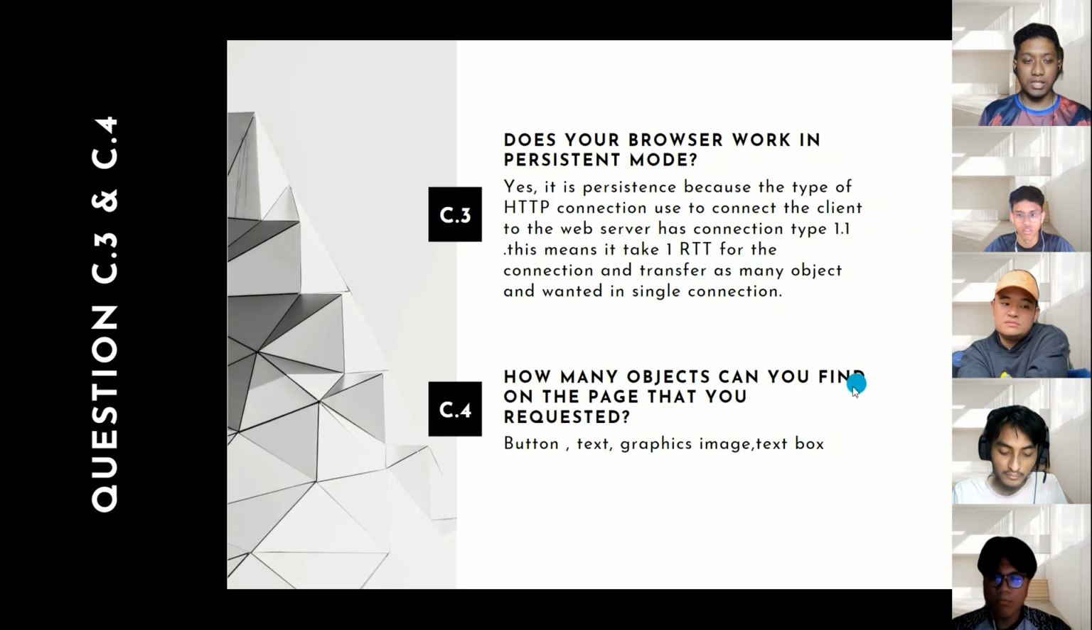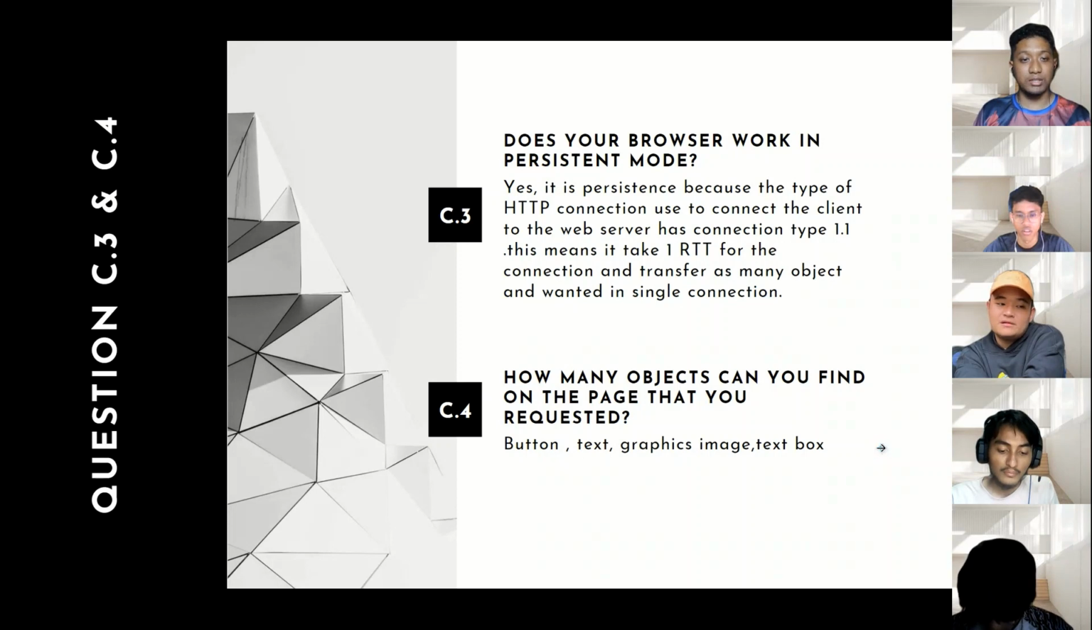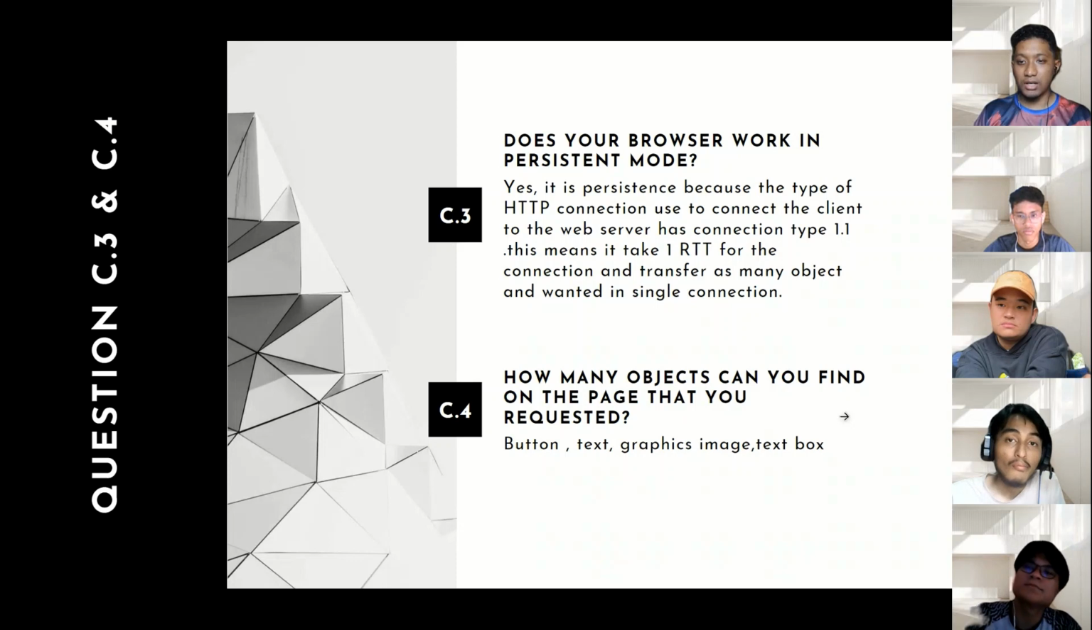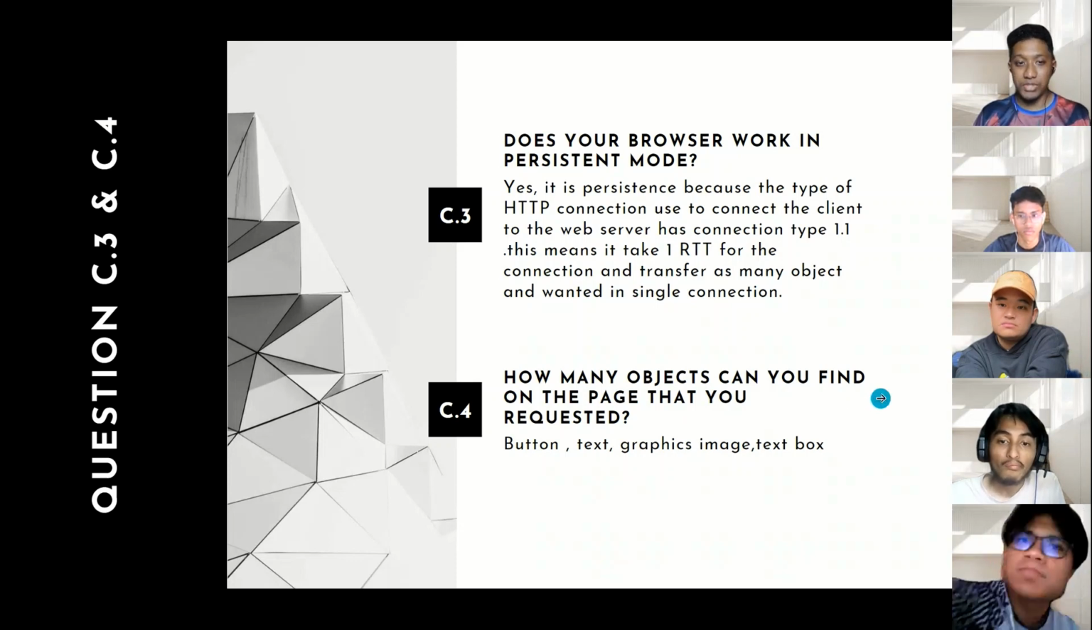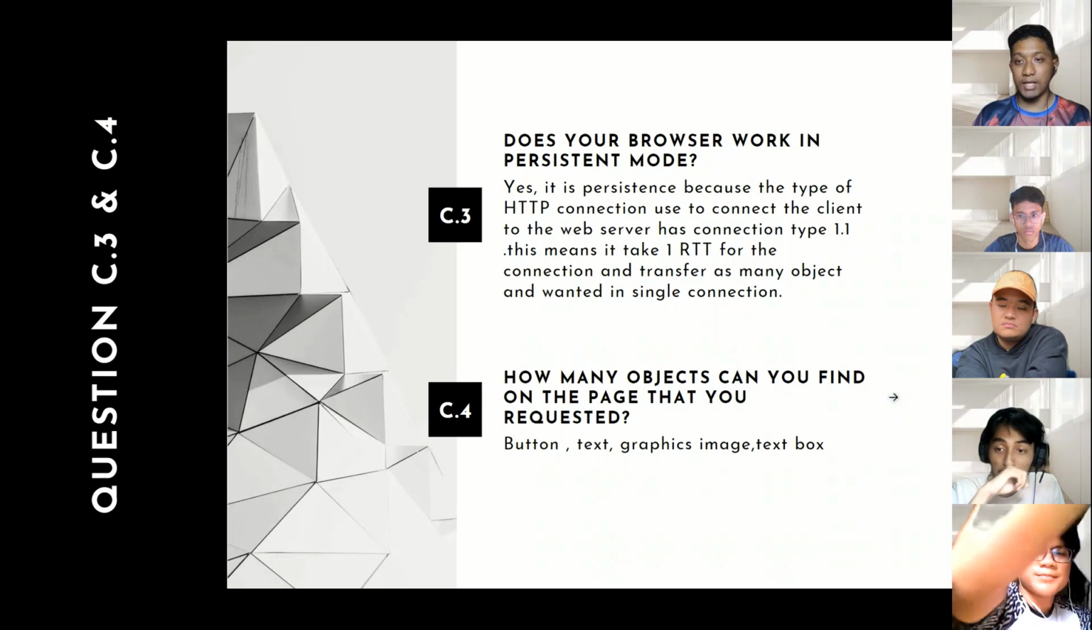Okay, for question C4, how many objects can you find in the page that you requested? Okay, actually the question refers to how many elements are used in the website. If you see the website earlier, in this website we have a few buttons that lead to our products, and also text that gives us some information, and also graphic images such as the background and the product image itself, and also a text box. So these are some of the elements, or objects, that we can find in the requested website.